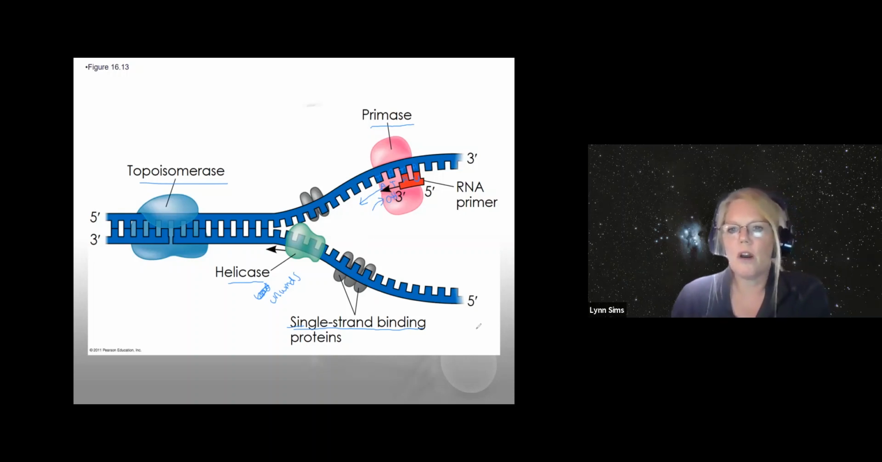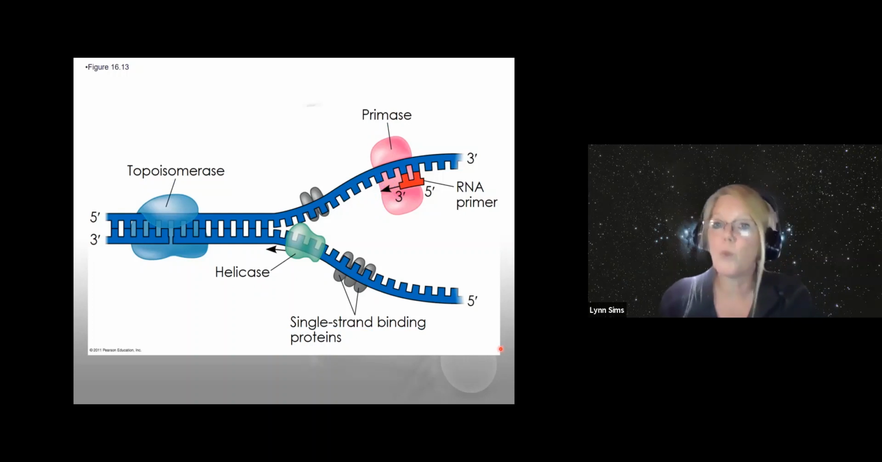So these are a number of different proteins and enzymes that really participate in DNA replication, but there's more. Okay, so we're going to talk about those in just a moment. Okay, so this kind of gets you started.